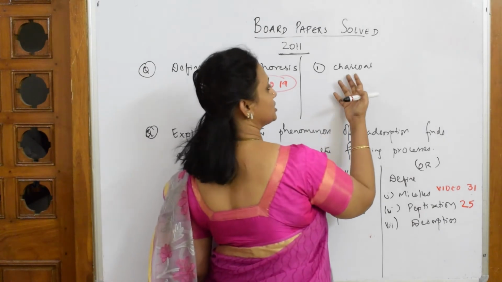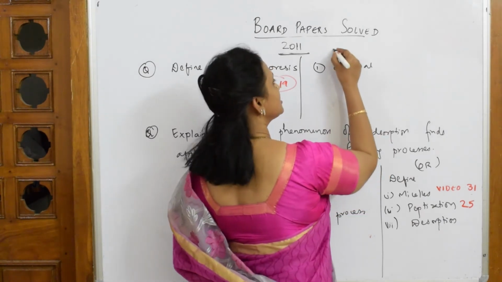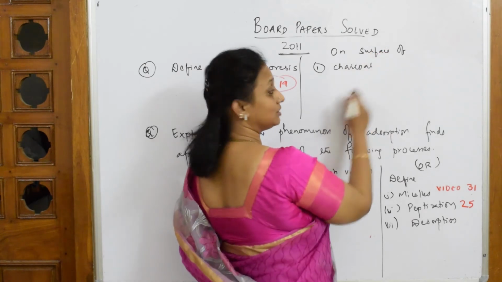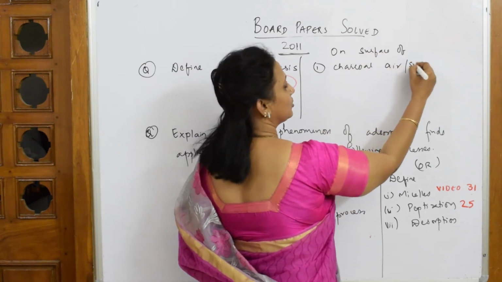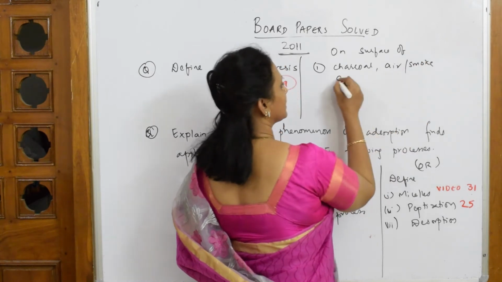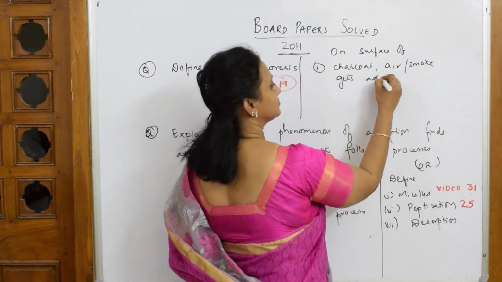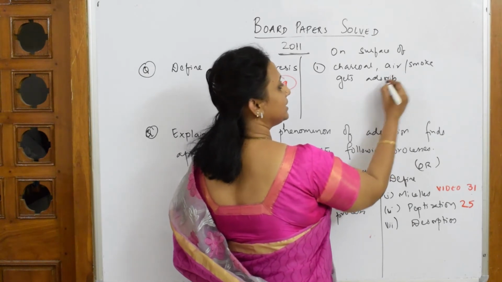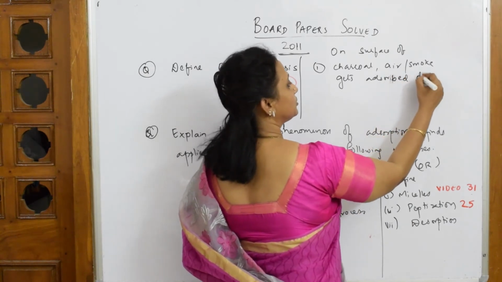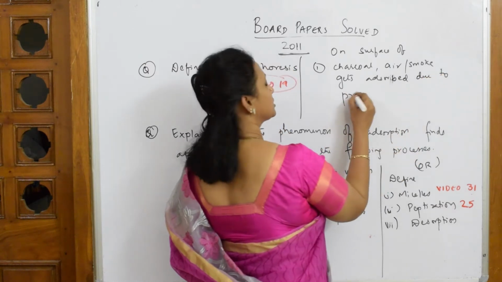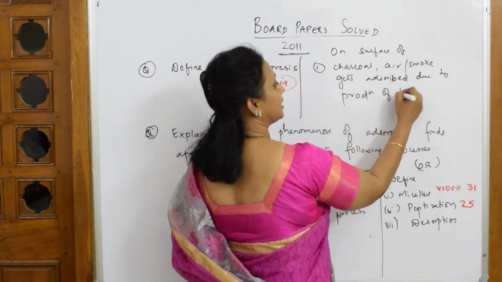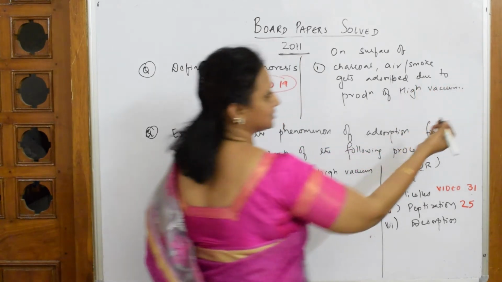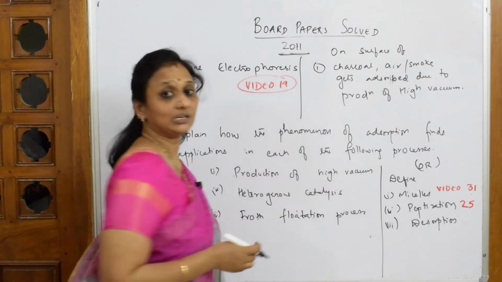So how are you going to write it? On the surface of charcoal, air or smoke gets adsorbed due to the production of high vacuum. This is what you are going to write as the answer. So you are going to show the concept of adsorption here.